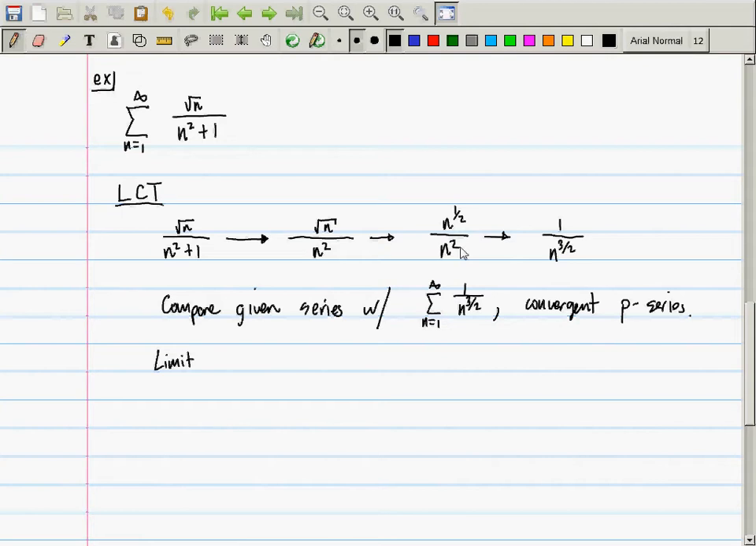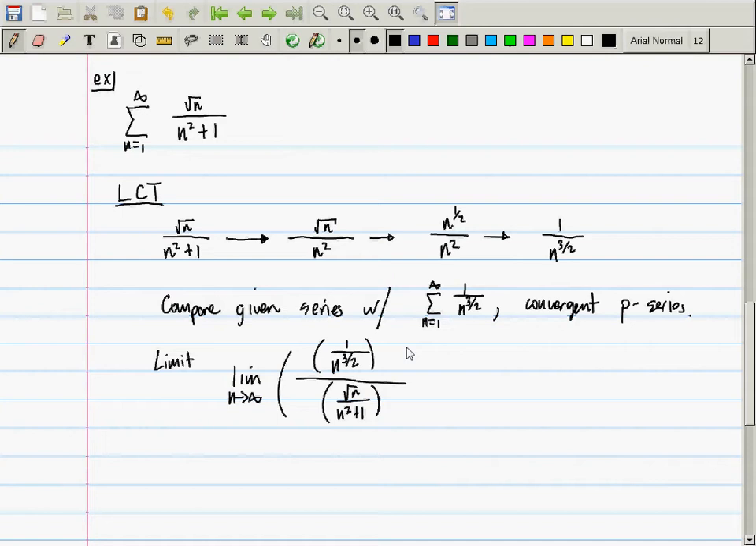Okay, so now I want to think about it for just a minute. So, like this, the limit as n goes to infinity of 1 over n to the 3 halves divided by the square root of n over n squared plus 1.